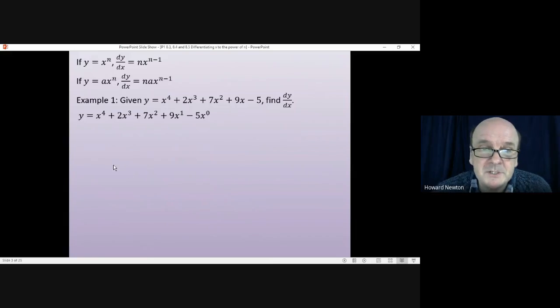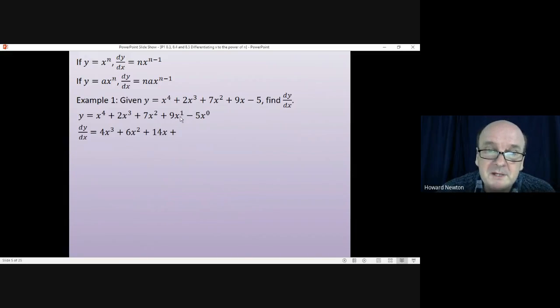So we'll take it one term at a time. Differentiating the x to the 4, times by the 4, reduce the power by 1. That'll give us 4x cubed. Differentiating the 2x cubed, we'll get 3 times 2 is 6, reduce the power by 1. Differentiating the 7x squared, 2 times 7 gives us 14, reduce the power by 1. X is x to the power of 1. And then this becomes slightly easier now that we've written it in this form. So we do 1 times 9 is 9, times by x, and then we reduce the power by 1. So we get 9x to the power of 0.